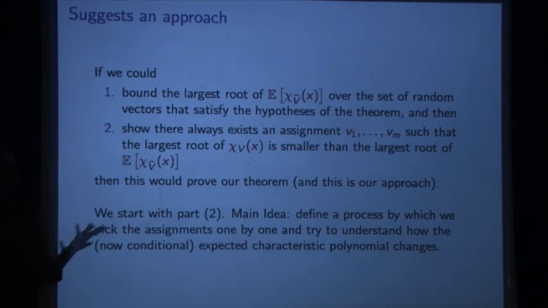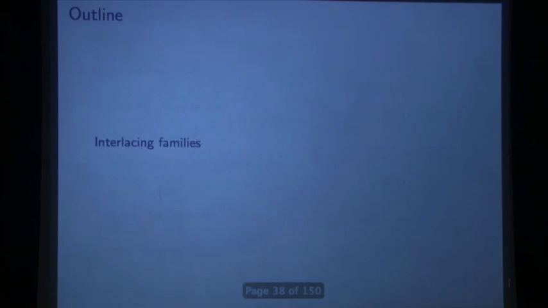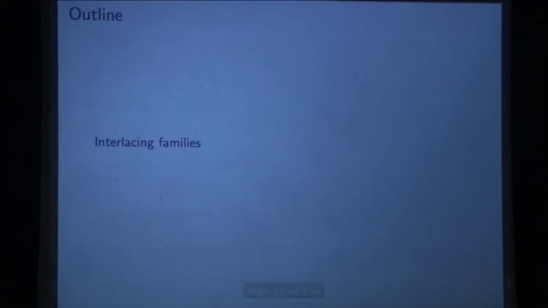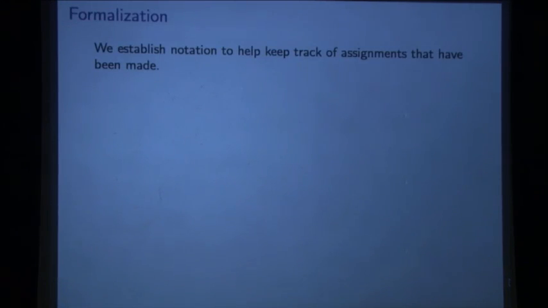And in fact, in random matrix theory, the rule of thumb is to never look at the expected characteristic polynomial because it will lead you astray. So despite that, we'll do it anyway. Fortunately, we didn't know any random matrix theory. So let me talk about interlacing families.